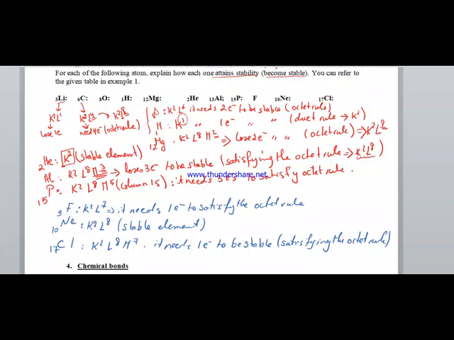Neon Ne10, the electron configuration is K2L8. The energy levels are filled with electrons, with the maximum of 2 electrons for the K level and 8 electrons for L, so it is a stable element, so it doesn't need to gain or lose any electron in order to become stable. It is already a stable element. Chlorine has 7 valence electrons, so it needs 1 electron in order to be stable.